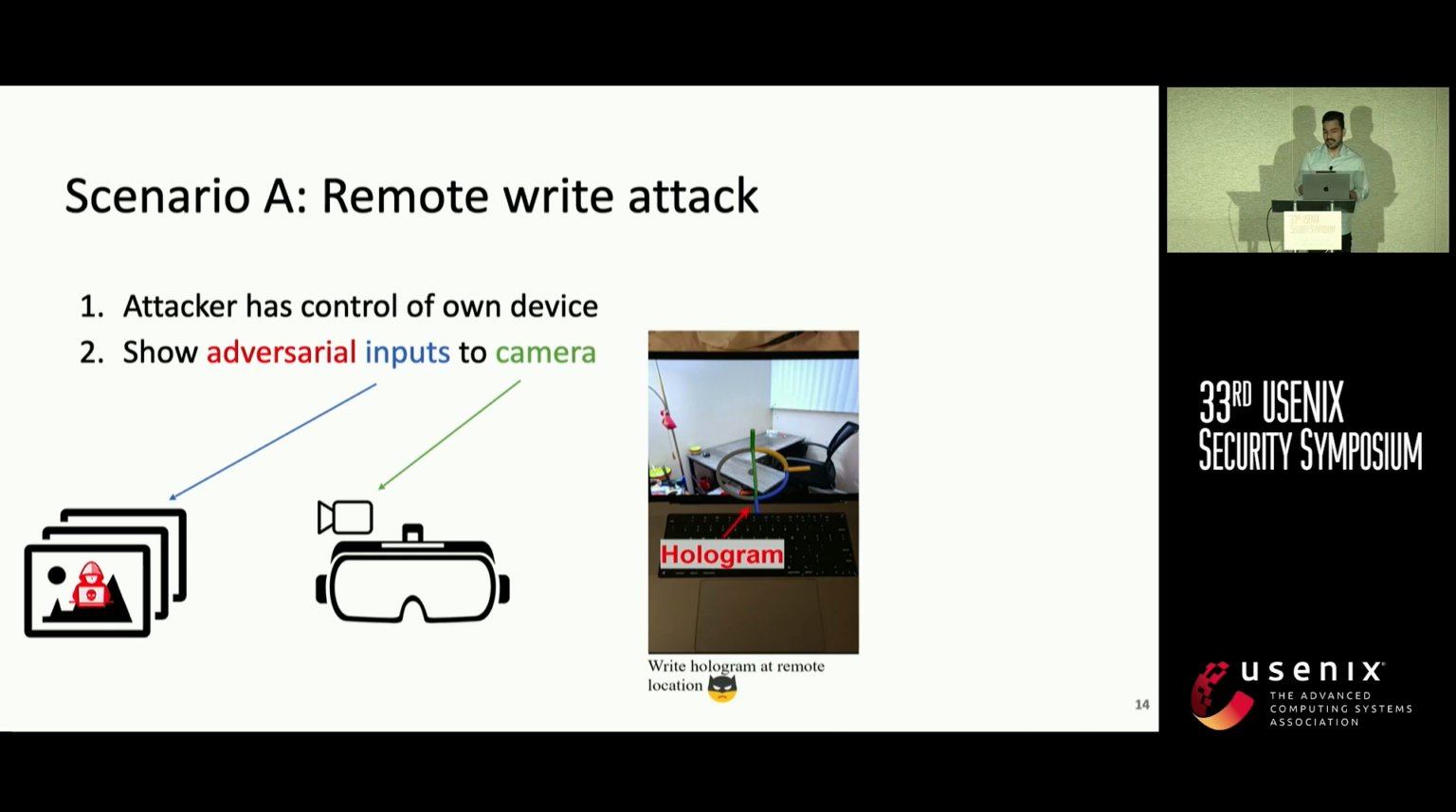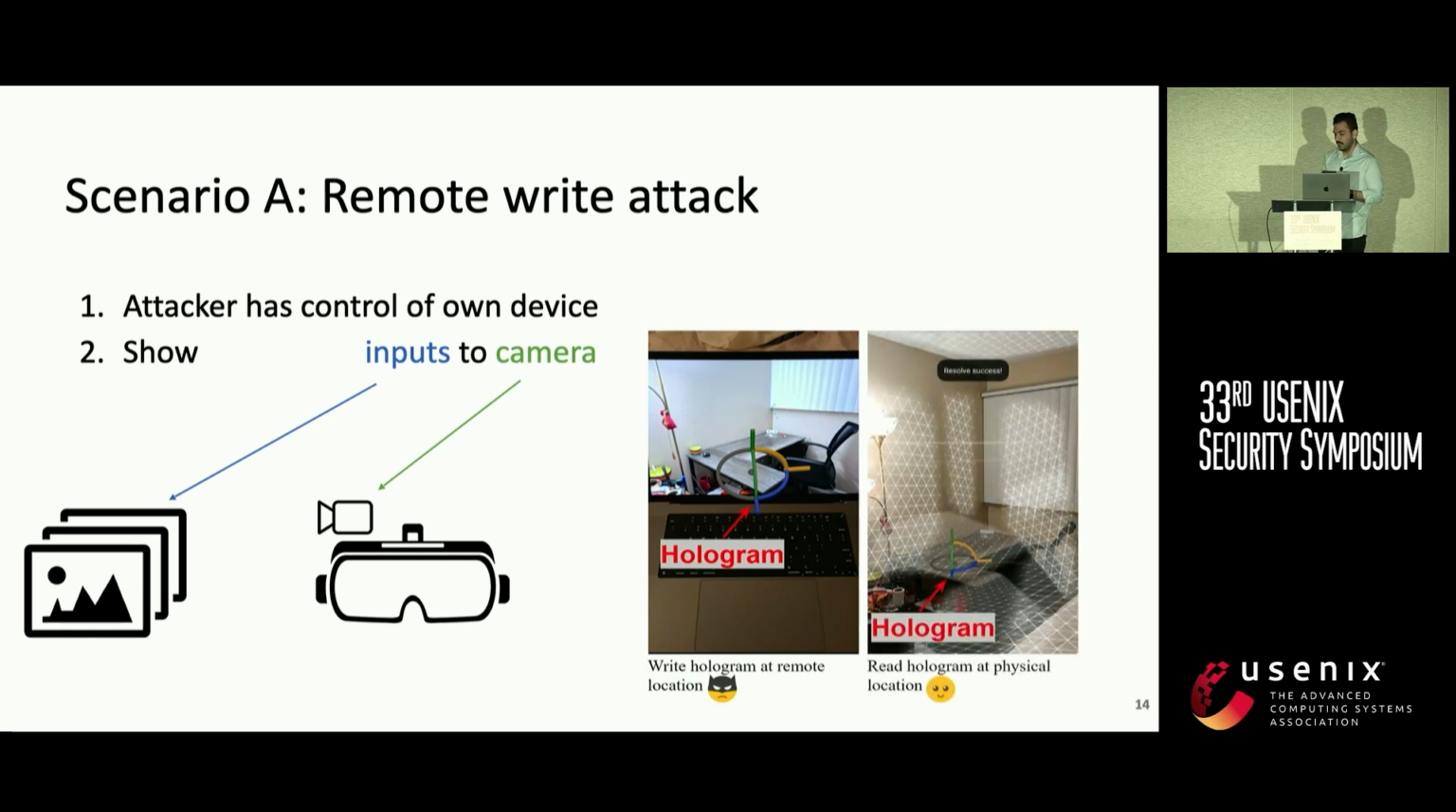And the next type of attack is the remote write attack. Here, the attacker can show the adversarial input to the camera. Here again, the adversarial input is the photograph of the location, which is on a screen, and write the hologram into the shared state. And then when the user shows the normal input to the camera, it can fetch the hologram from the shared state.